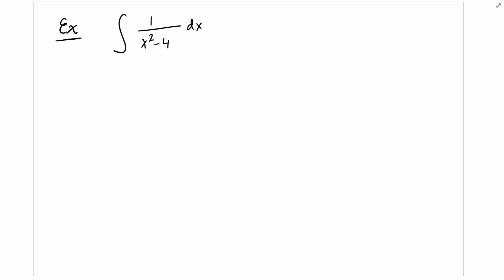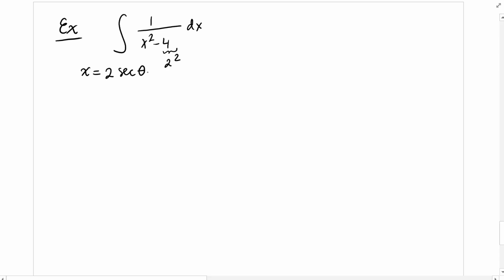Let's solve this integral using trigonometric substitutions. So if you check the table that we have in our notes, the substitution that we should use is x equals a, well in our case 4 is 2 squared, so 2 secant theta.